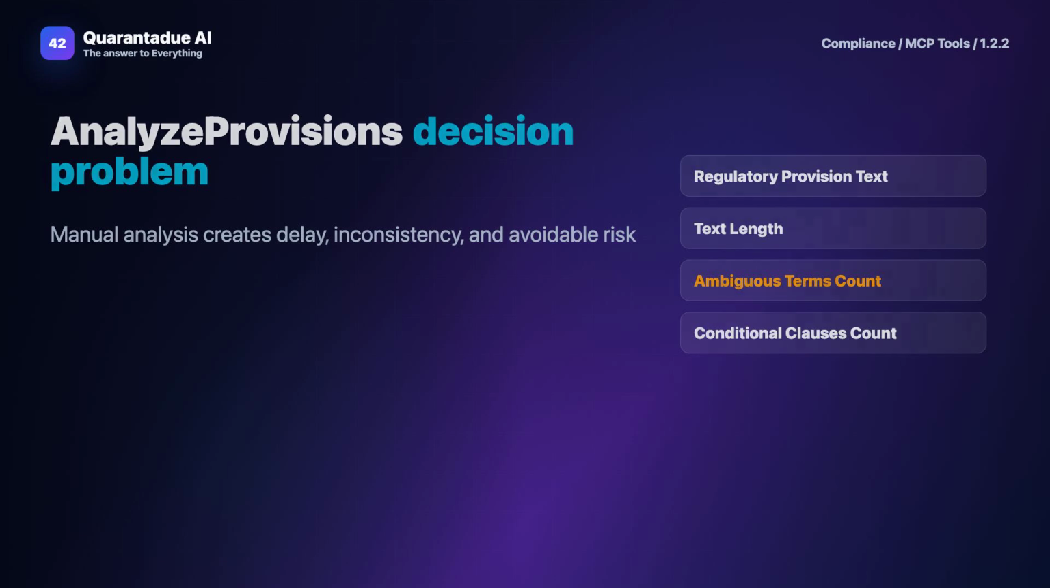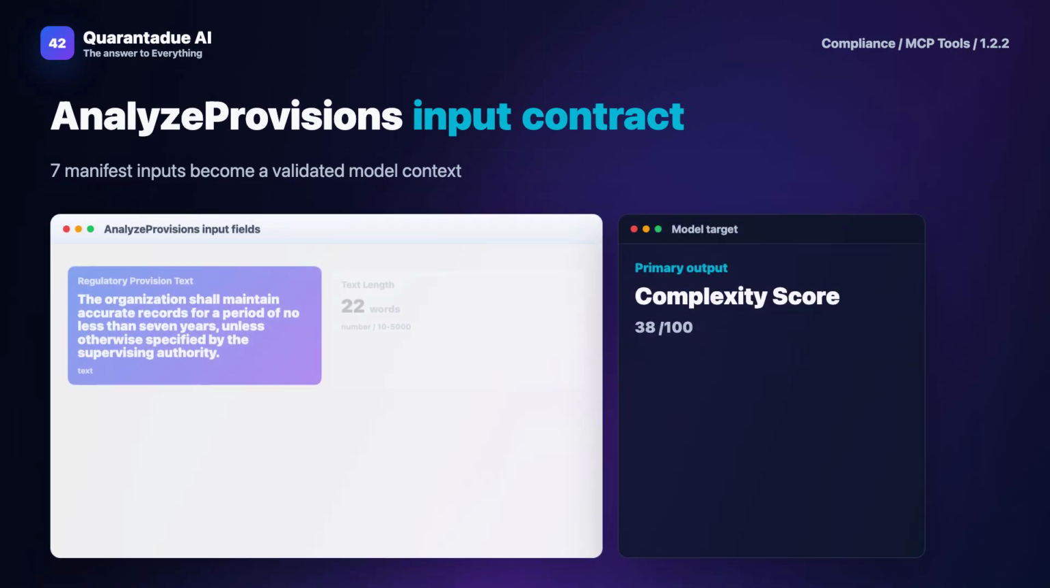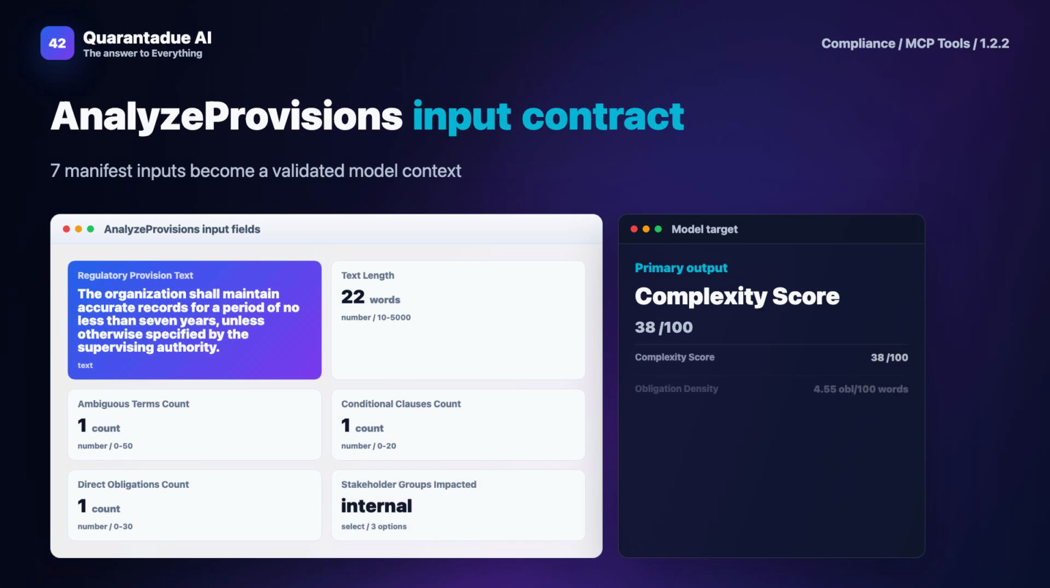Now, the technical method. AnalyzeProvisions is built on a scientific approach to text analysis. We employ natural language processing techniques specifically trained on regulatory corpora. This allows us to parse sentences and identify obligation phrases such as shall, must, or required. We go beyond syntax to semantics, assessing the clarity of each provision using metrics like sentence complexity and term definitions. We also estimate implementation effort by correlating with similar historical obligations.